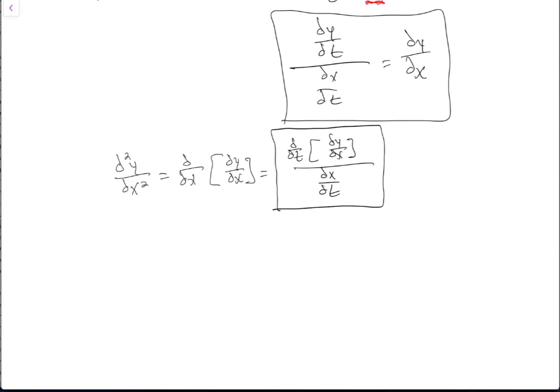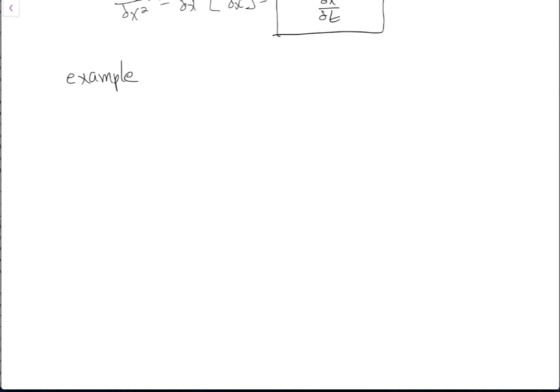I want to take a look at an example here to illustrate what these look like. Let's say we have the equations x equals t squared and y equals t cubed minus 3t.